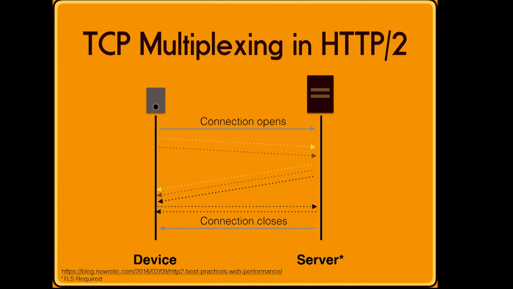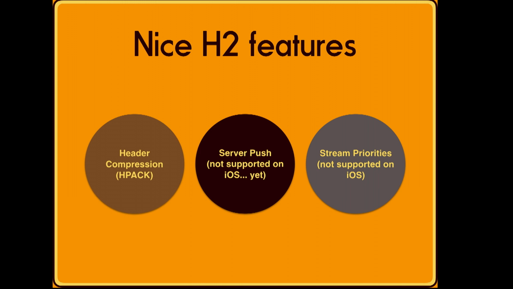It builds on some other really nice features as well. Specifically, HTTP headers have gotten quite large: cookie data, different settings, different options. That can now be compressed in HTTP2 using an algorithm called HPACK, also standardized.